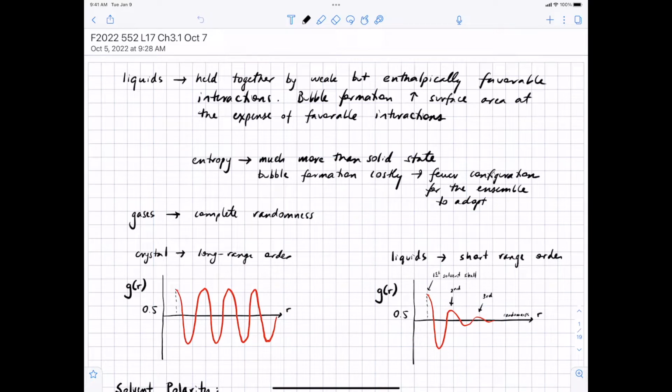Lectures on Chapter 3, focusing on non-covalent interactions.